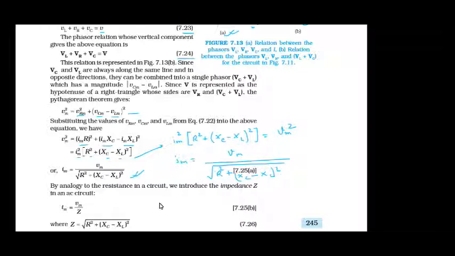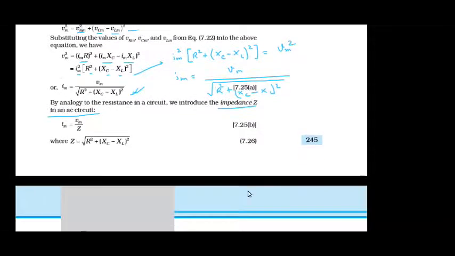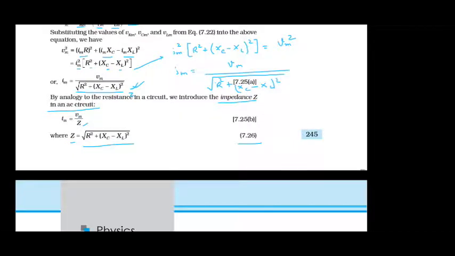By analogy to the resistance of a circuit, we introduce the impedance, denoted Z, in an AC circuit. So we can write IM is equal to VM upon Z, where Z is equal to under root R square plus XC minus XL whole square. This is equation 7.26.